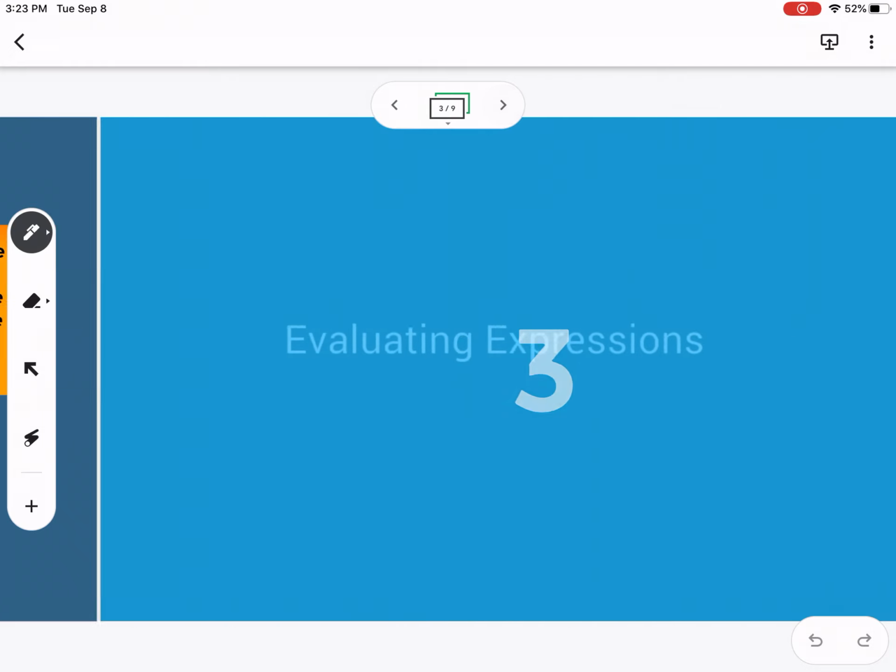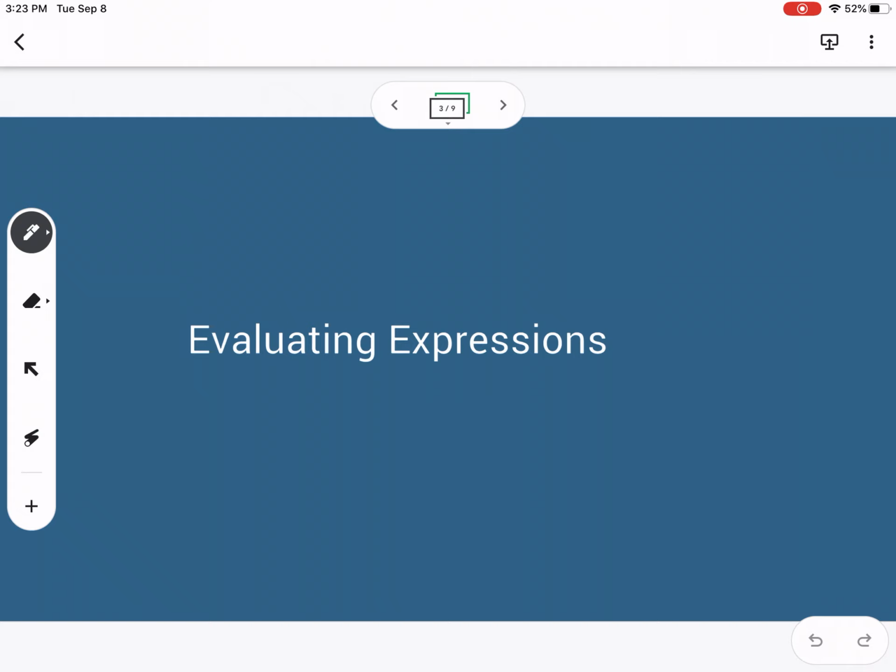So as we get started here, go ahead and grab your notebook, title your notes, Evaluating Expressions, pause the video if you need to do that before moving on. These notes will be collected virtually. Tomorrow in class, I will be asking you to take a picture of them and submit them. So we'll do that together in class. For now, just very nice and neatly start taking notes in your notebook.